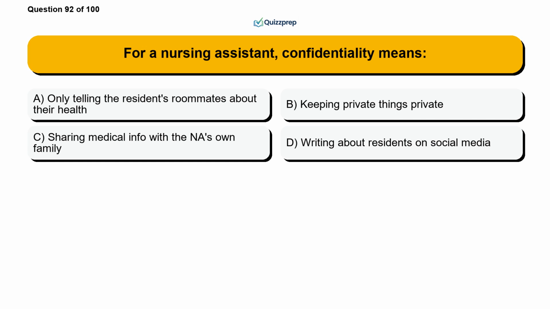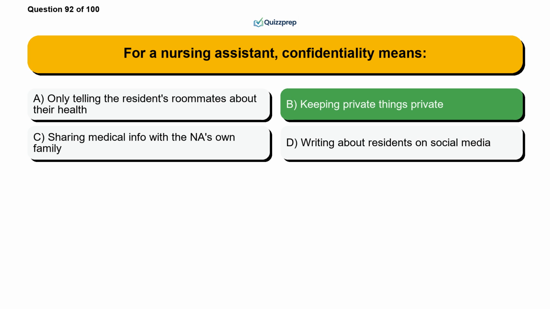Question 92. For a nursing assistant, confidentiality means: Option A, only telling the resident's roommates about their health. Option B, keeping private things private. Option C, sharing medical info with the NA's own family. Option D, writing about residents on social media.